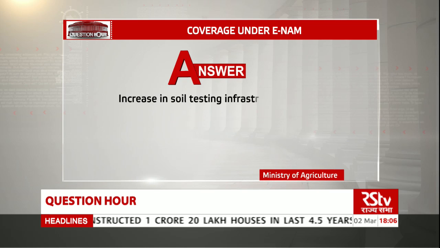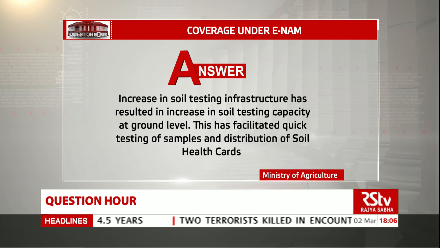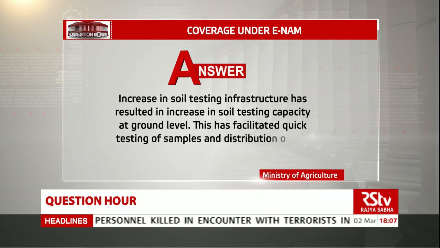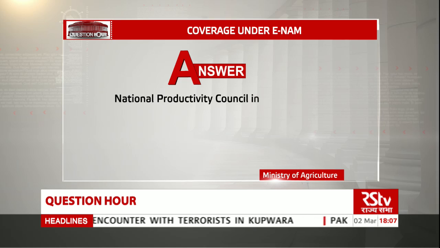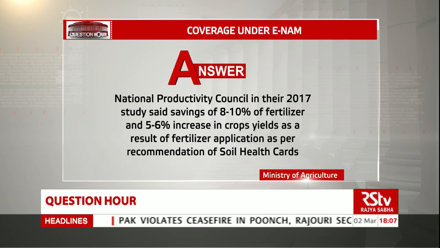The increase in soil testing infrastructure has resulted in increasing soil testing capacity at ground level. This has facilitated quick testing of samples and distribution of soil health cards, with fertilizer recommendations for farmers to adopt. The National Productivity Council on Soil Testing Infrastructure for Faster Delivery of Soil Health Cards in India has stated that savings of 8 to 10% of fertilizer and 5 to 6% increase in crop yield as a result of fertilizer application as per the recommendation of soil health cards.